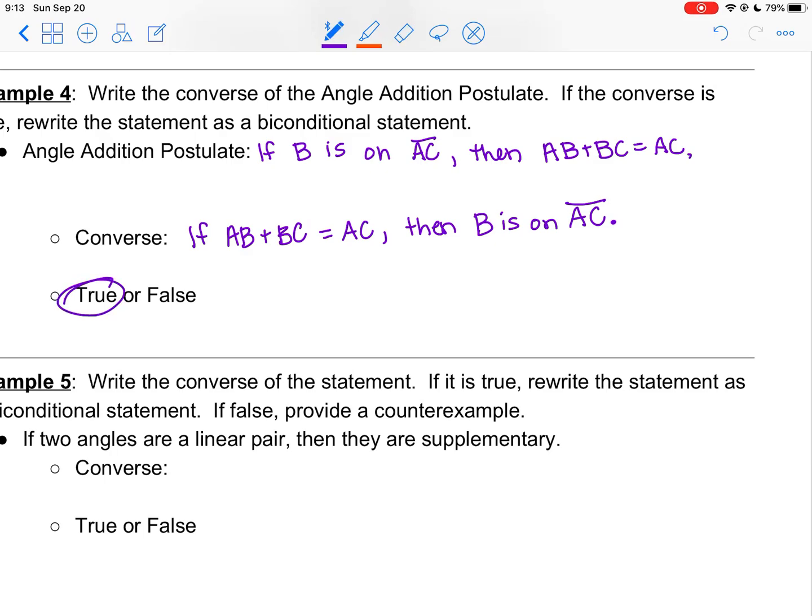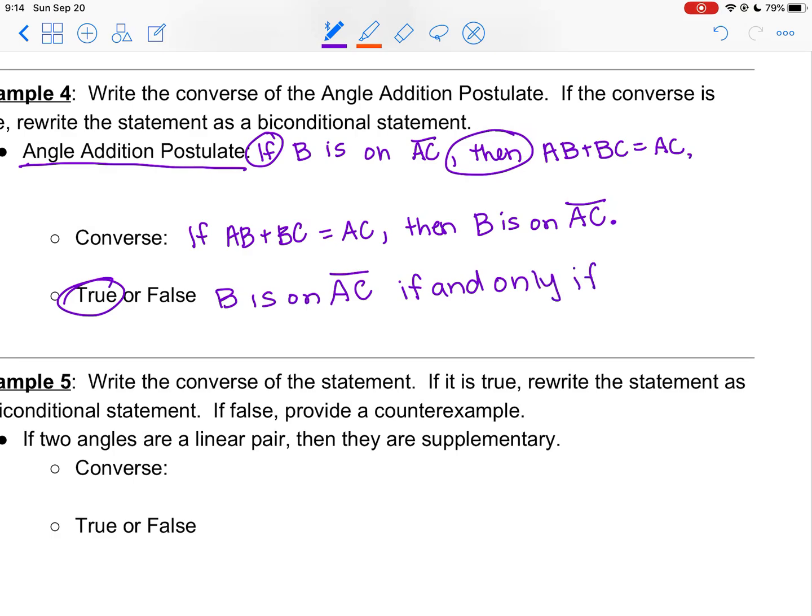And so since it's true, we're going to rewrite it as a biconditional statement. So the biconditional statement is going to go with the original. So I'm going to go back up to this original angle addition postulate, and I'm going to rewrite it without the if-then and replace that with if and only if. So B is on segment AC if and only if AB plus BC equals AC. So we use that if and only if, or you could use that abbreviation here, IFF.